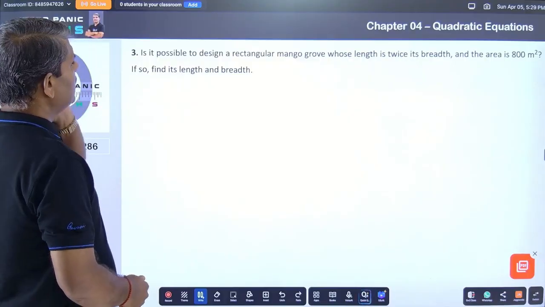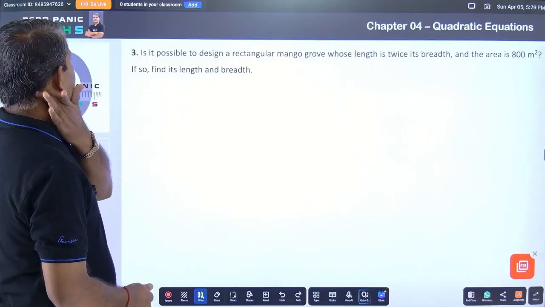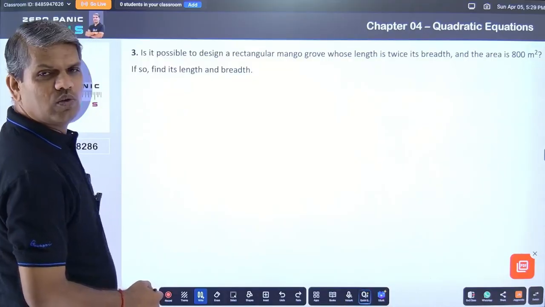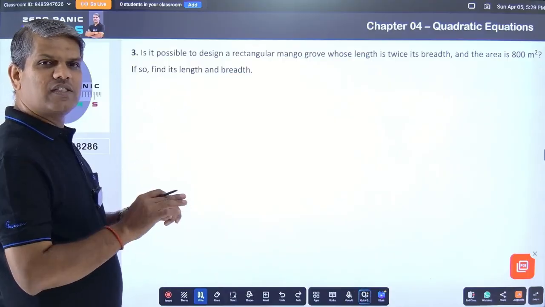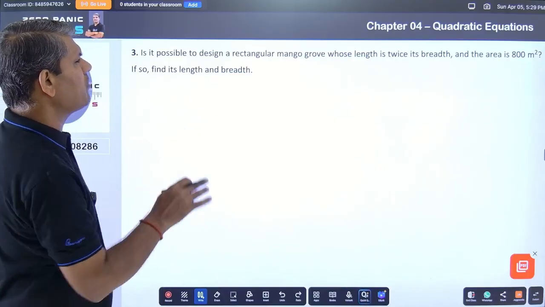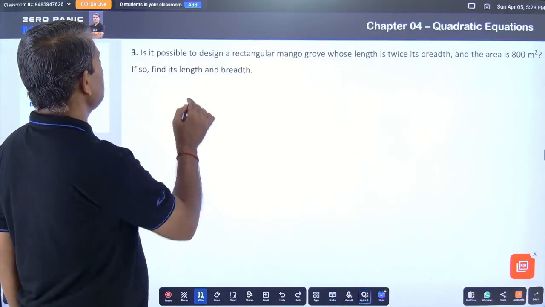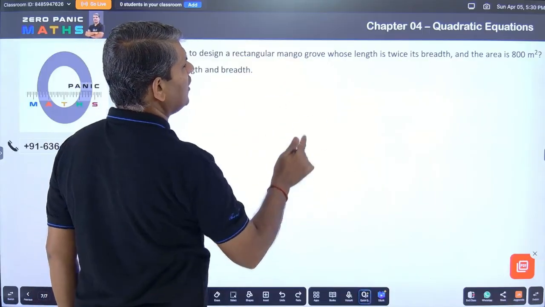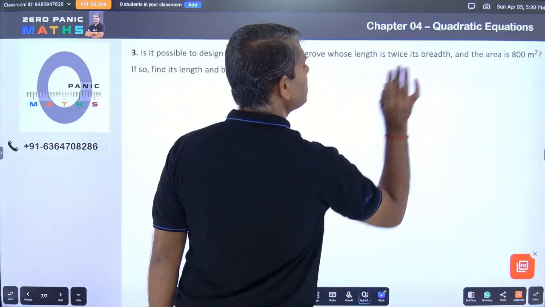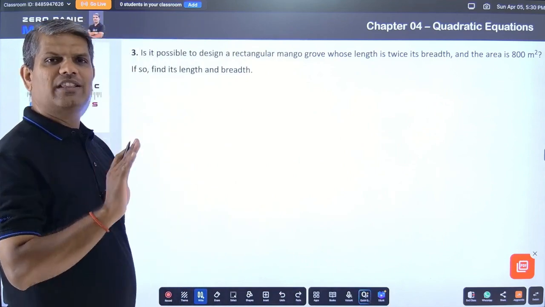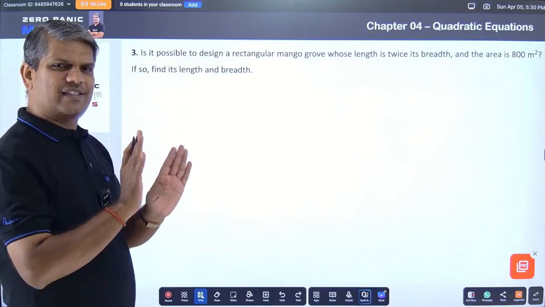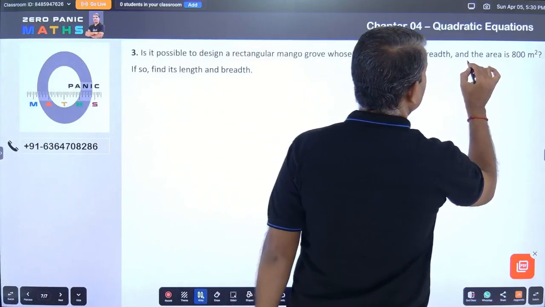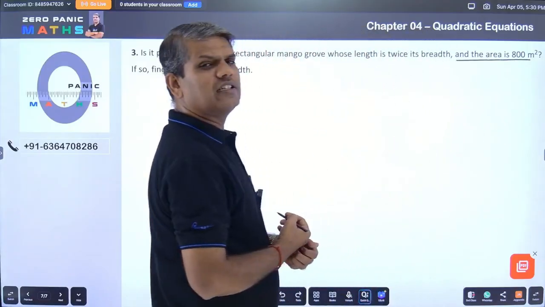Now the next problem is: is it possible to design a rectangular mango grove? There is a rectangular shape. Forget about what is mango grove or whatever it is. Design a rectangle whose length is twice its breadth. So if breadth is x, length is 2x, that's all. And the area is 800 meter square.